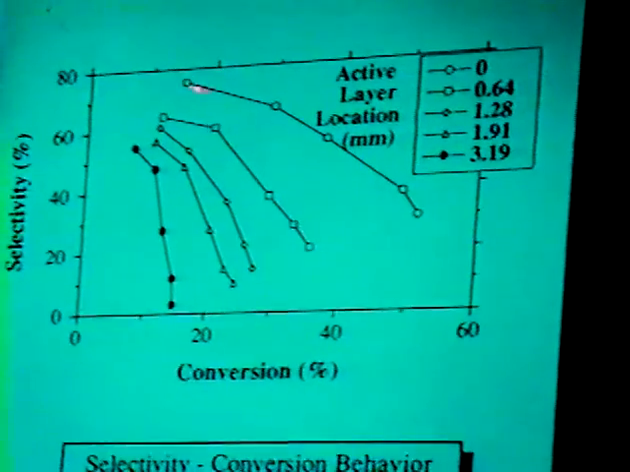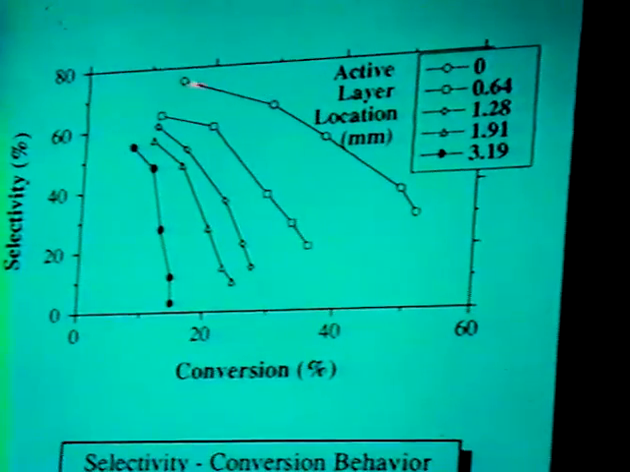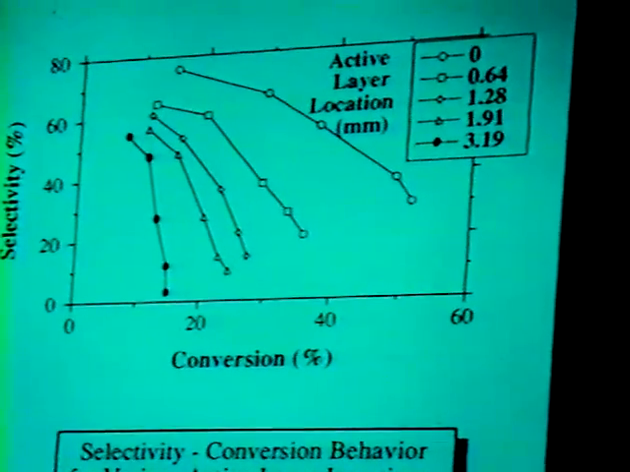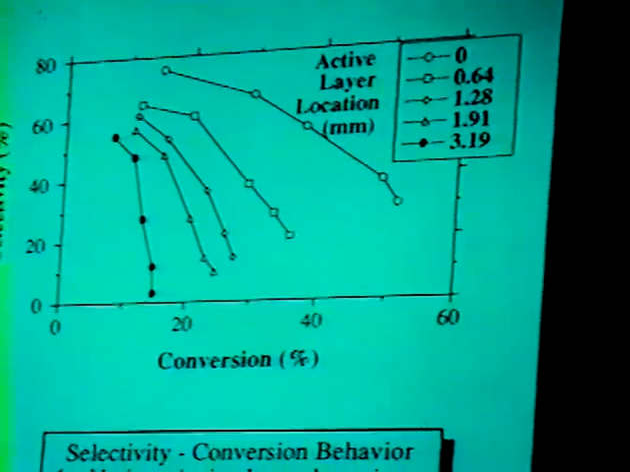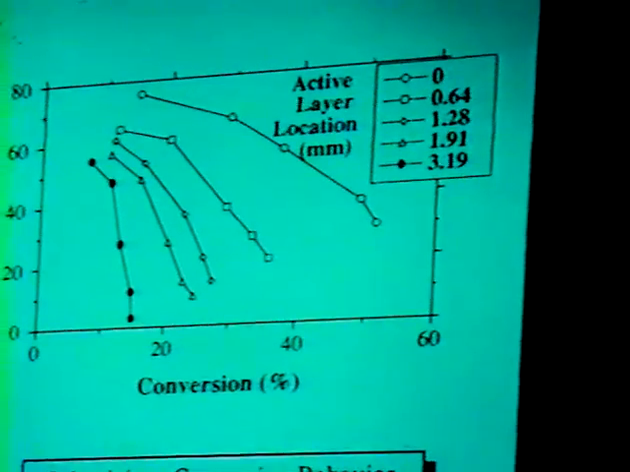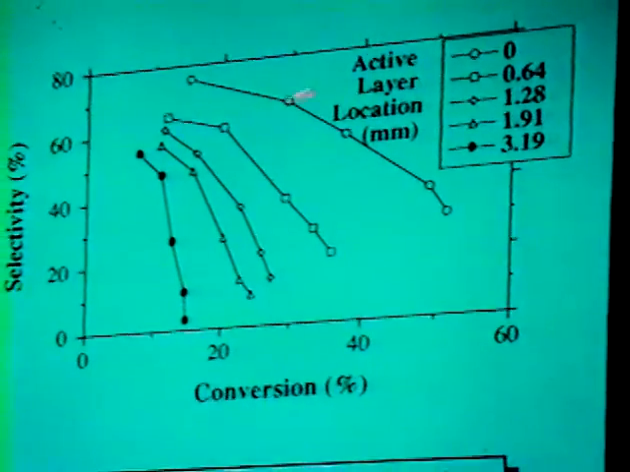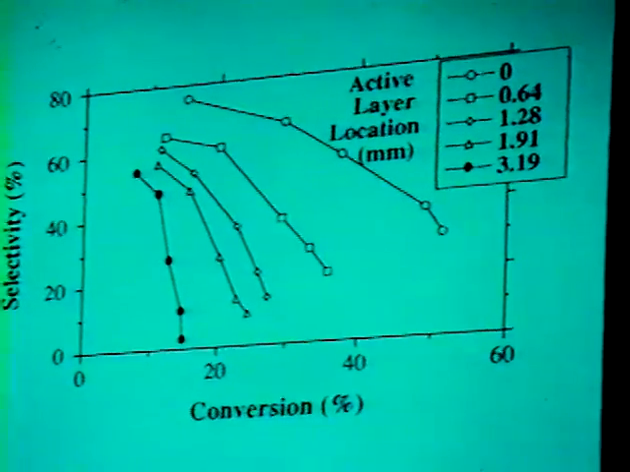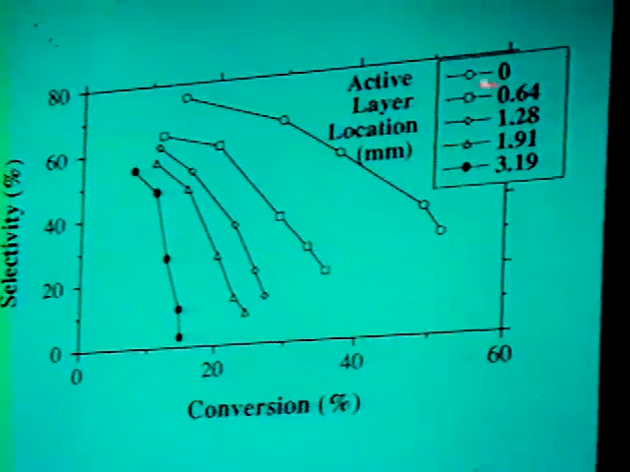This is one particular feed ethylene concentration. The conversion is being changed by a change of temperature. All these left points are 210 degrees Celsius, and we go in increments of 15 degrees Celsius, so it's 225, 240, 255, 270 for all these experiments. So a large number of experiments can be easily represented in a picture of this sort when we look at selectivity conversion. And what one sees here is that the best performance is given when the active layer is right on the external surface.